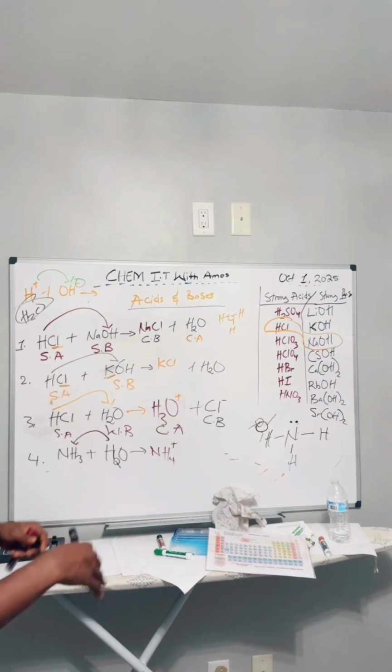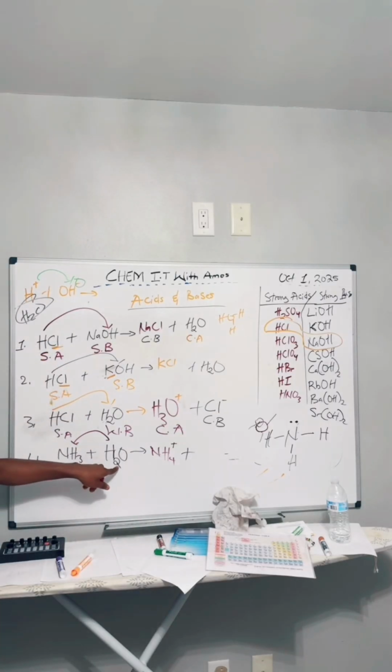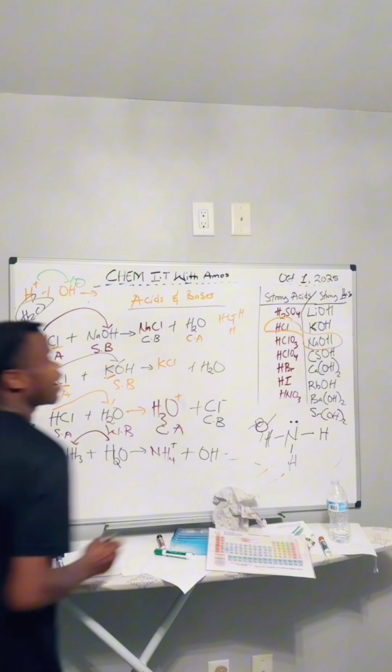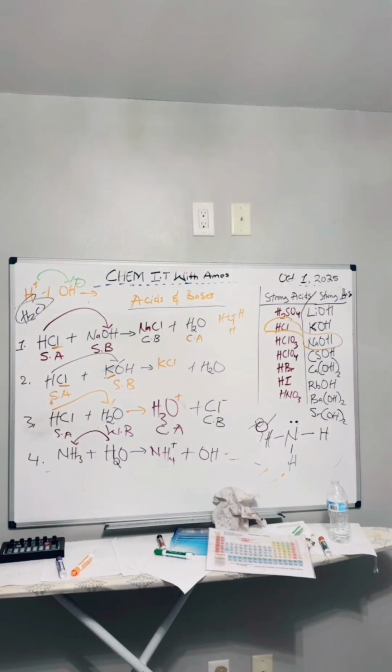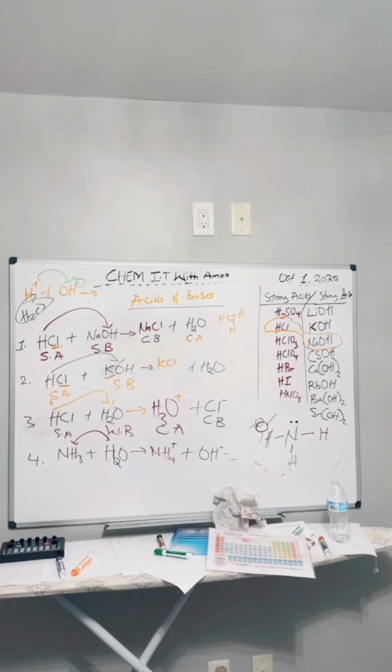Meaning what? It can still give away one. If you do that, you say plus. What is left here when you lose one H? It will be OH. OH cannot stay by itself because it should have been H2O. It has a negative charge here, so it can still accept one more to make H2O. So that's just it.